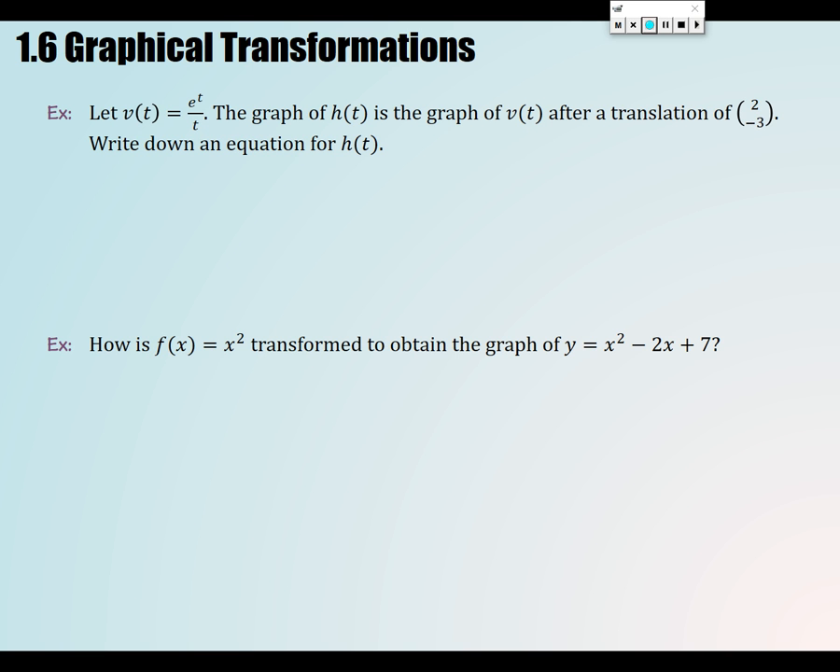So the point of this is take that graph and move it 2 right and 3 down. Don't get caught up in this. This is not the important thing today. Just do that to this graph. So take v of t, move it 2 to the right and 3 down. Just tell us what new function you get. We'll call the new function h of t apparently.